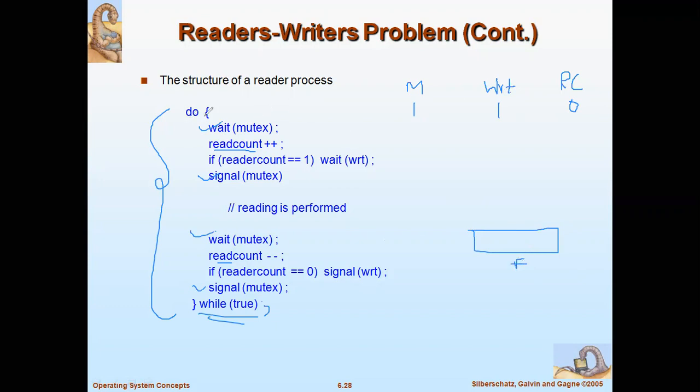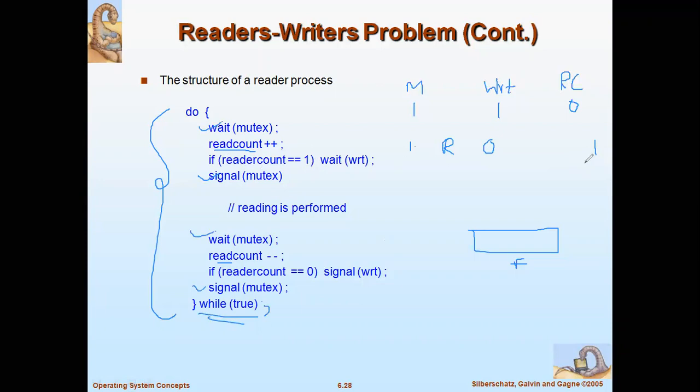Now let's consider that there is a reader process that wants to read the file. What happens to wait mutex? Wait mutex is decremented, which becomes 0. And then what about the value of read count? The value of read count is increased to 1. That means there is a condition here: if read count is equal to 1.